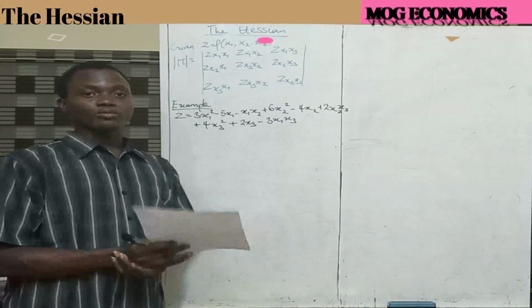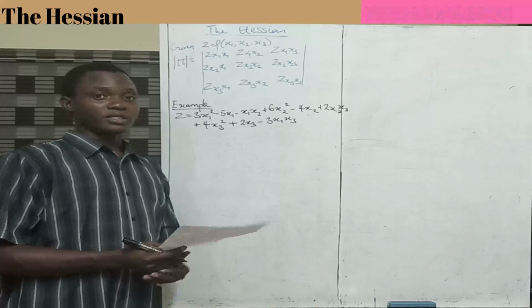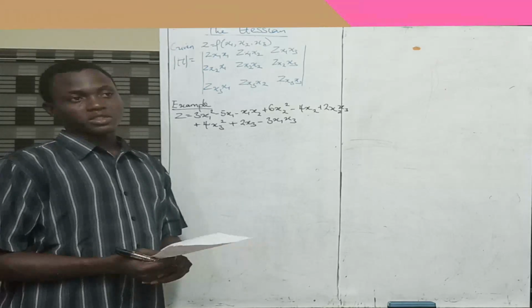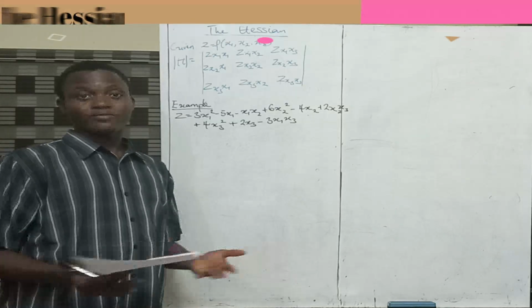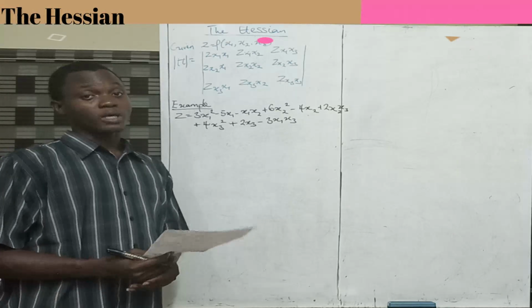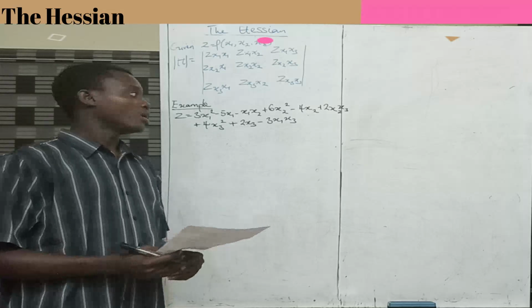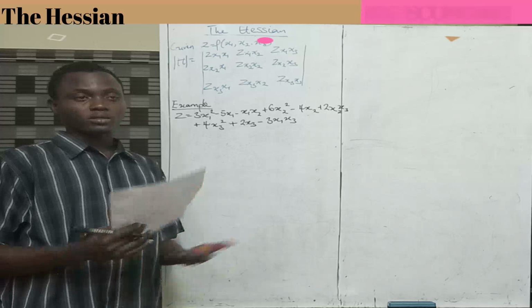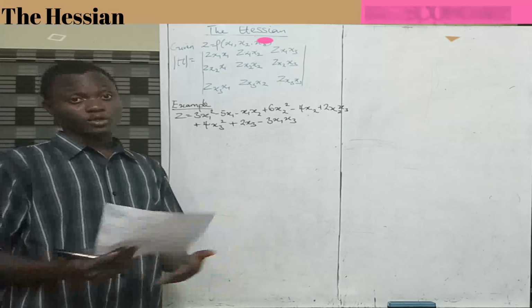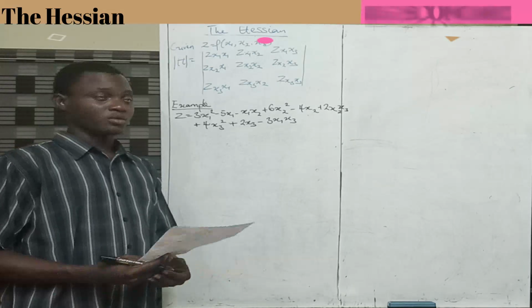So this is our third class on the application of the Hessian to optimizing functions, to saying if they are maximized or minimized and so on and so forth. All right, so we have a third example. Since this is the third video, this should be the last video, unless something else comes up.